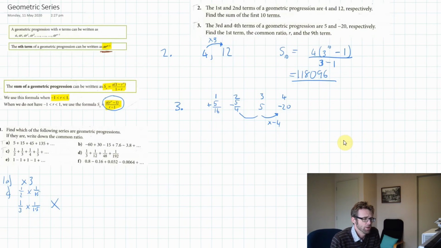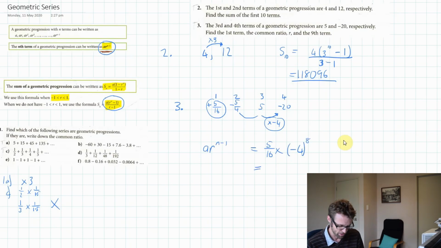Now, I found my first term, that's a. I found my common ratio, which is times -4, and I want to find my ninth term. So I'm going to use this formula here. My ninth term is going to be a r to the n minus 1, or in this case, 5/16 times -4. I'm going to chuck that in a bracket, and I'm going to go n minus 1. Now, what am I looking for? I'm looking for the ninth term, so n minus 1, 9 minus 1 is 8.